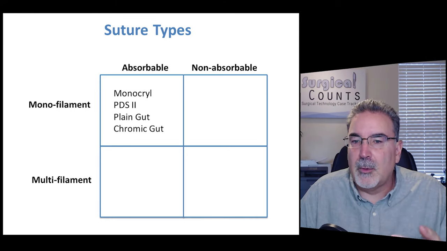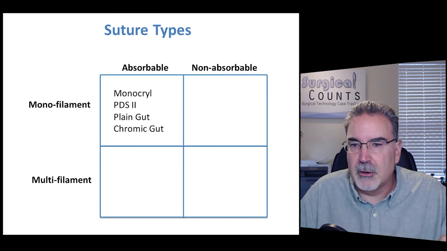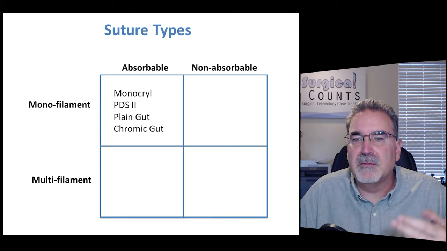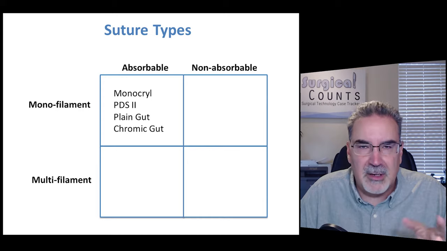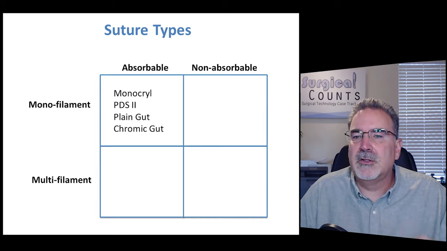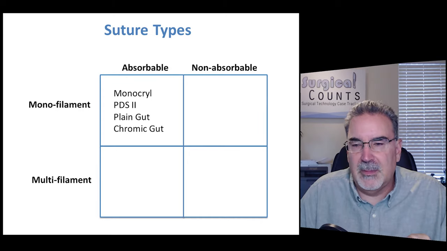We have absorbable monofilament suture. And here's a couple of examples: Monocryl, PDS, plain gut, chromic gut. We're going to get to what these are in a minute. Those are absorbable monofilament sutures.